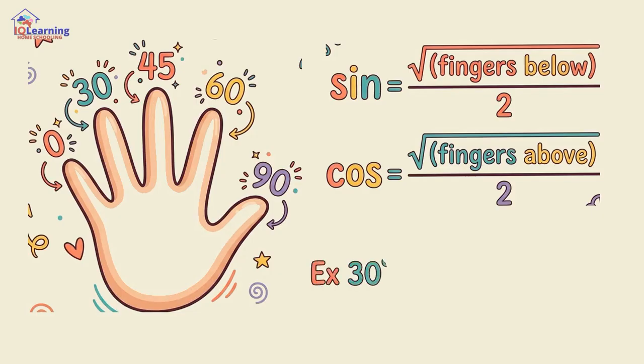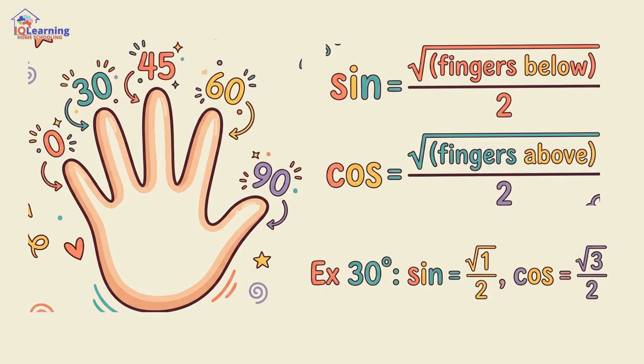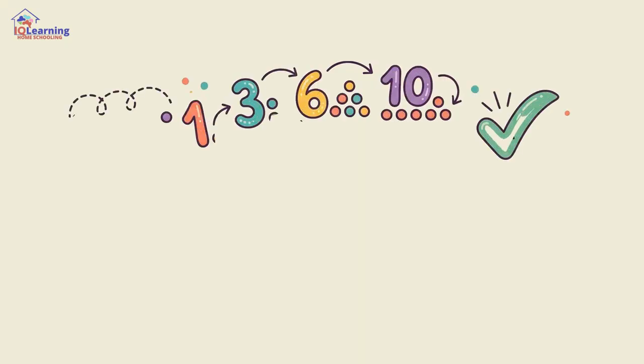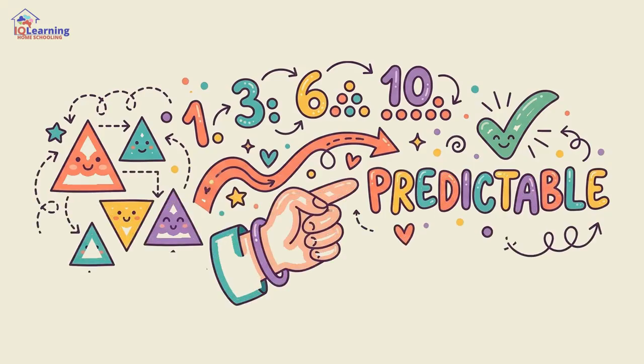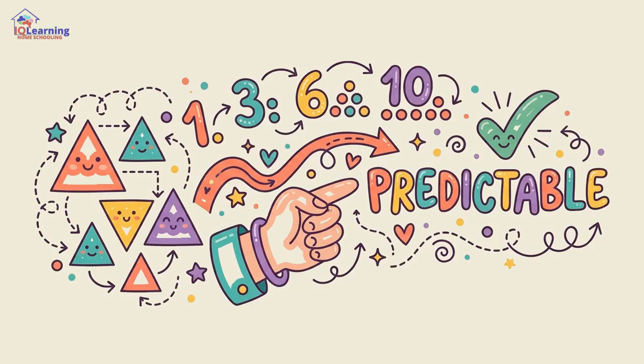Example, bend the 30-degree finger. 1 finger below, 3 above. Sine 30 is square root of 1 over 2, which is 1/2. Cosine 30 is square root of 3 over 2. Once you connect the geometry, the patterns, and the shortcut together, the exact trig table stops feeling like memorization and starts feeling predictable.